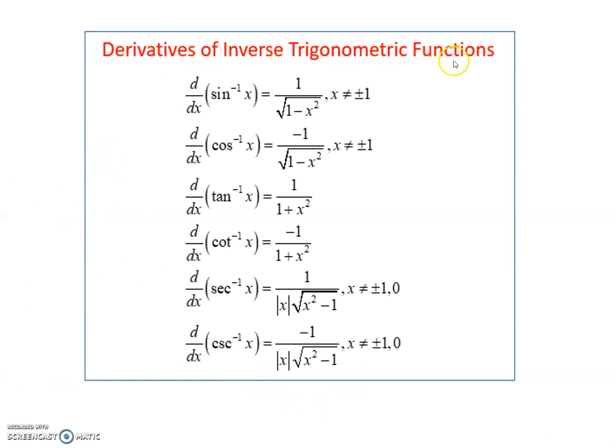Derivatives of inverse trigonometric functions. The derivative of sin inverse x is 1 upon under root 1 minus x square. The derivative of cos inverse x is minus 1 upon under root 1 minus x square. The derivative of tan inverse x is 1 upon 1 plus x square. The derivative of cot inverse x is minus 1 upon 1 plus x square. The derivative of sec inverse x is 1 upon x under root x square minus 1, where x is not equal to plus or minus 1, 0. The derivative of cosec inverse x is minus 1 upon x under root x square minus 1.